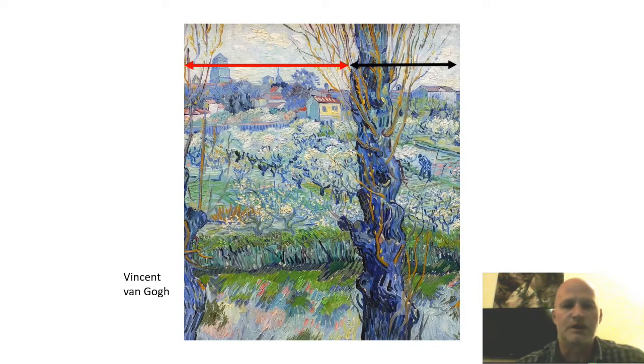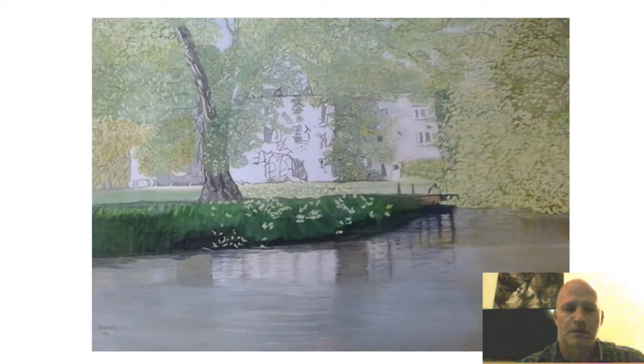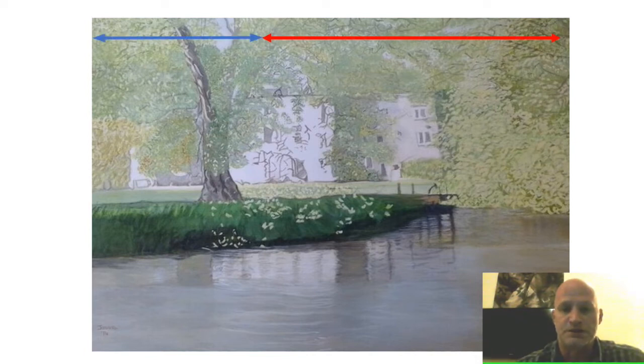In this Van Gogh painting, we see the tree, the focus point is at a ratio of 1 to 1.6. In this painting by Claude Monet, we see the tree, the focus point is at a ratio of 1 to 1.6.